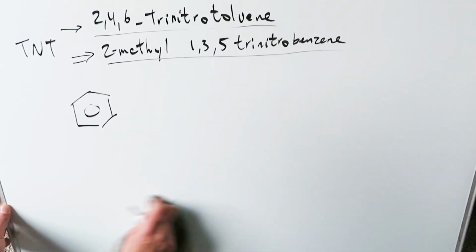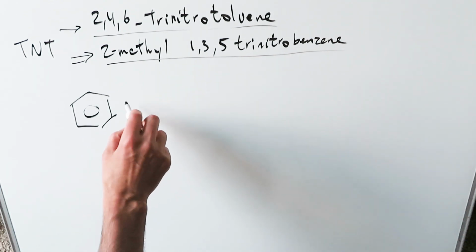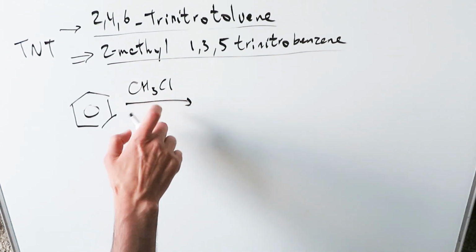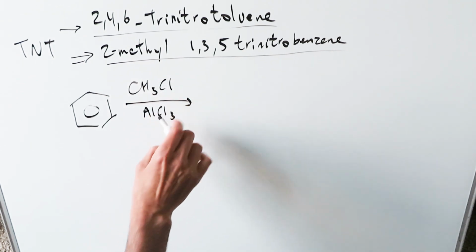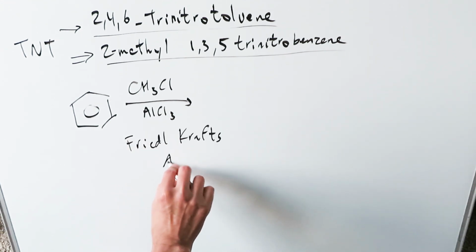Your first item to do is to add an ortho-para directing compound, and that's your methyl group. You'll do it by means of a methyl chloride. This is a compound easily available, aluminum chloride. You are looking here at something which will be a Friedel-Crafts alkylation reaction.